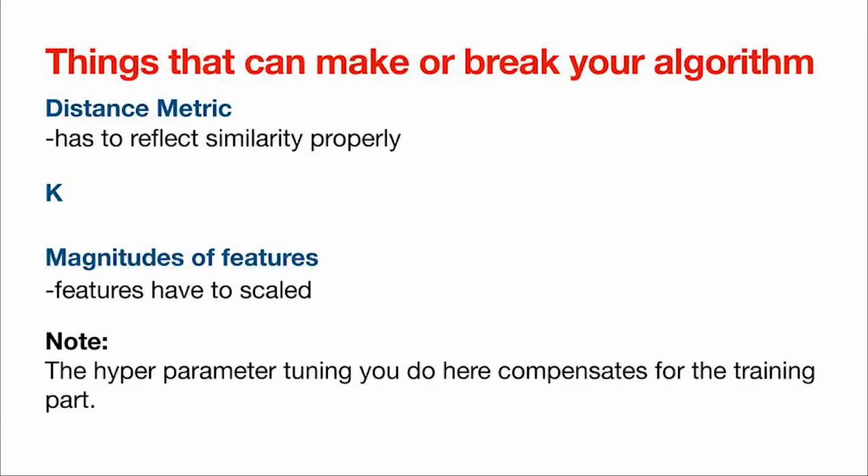The last thing I want to mention here is that the distance metric and k and other things that we will mention later are hyperparameters, and the hyperparameter tuning you are doing here is actually compensating for the training part. See, in other algorithms like logistic regression or neural networks, we devote a lot of time to the training process, which takes a lot of computation and time. But we didn't have any training phase here. We didn't train anything, so something has to be there to make the prediction. The hyperparameter tuning you do here compensates for that, and it helps the algorithm make the prediction.